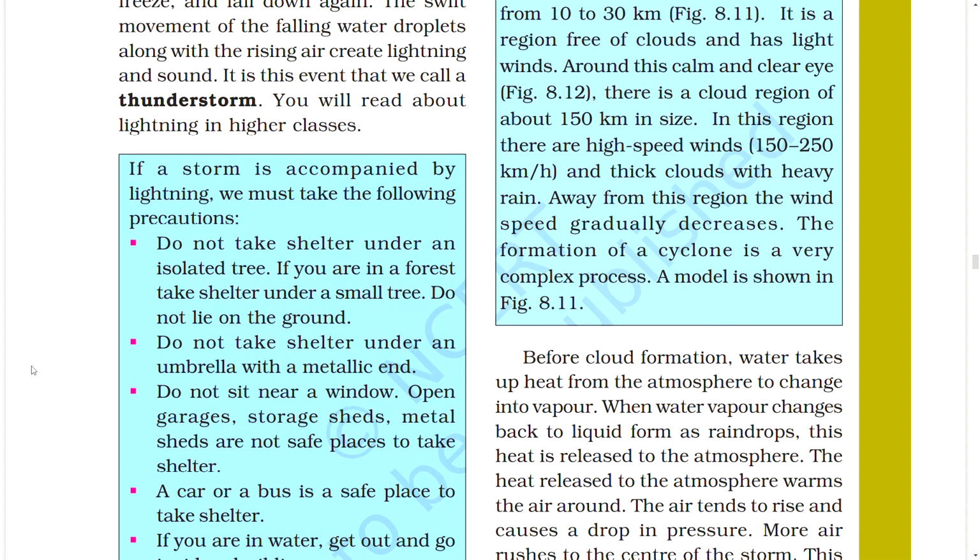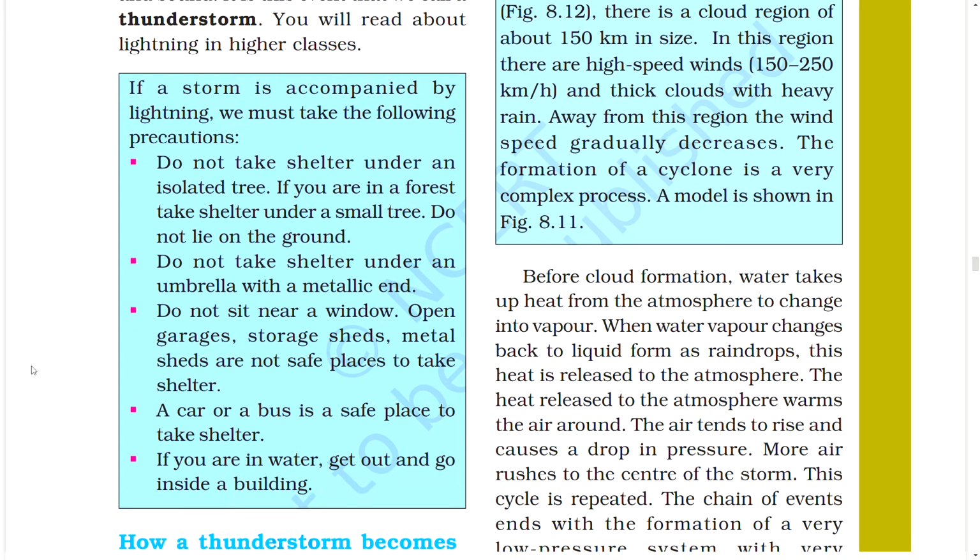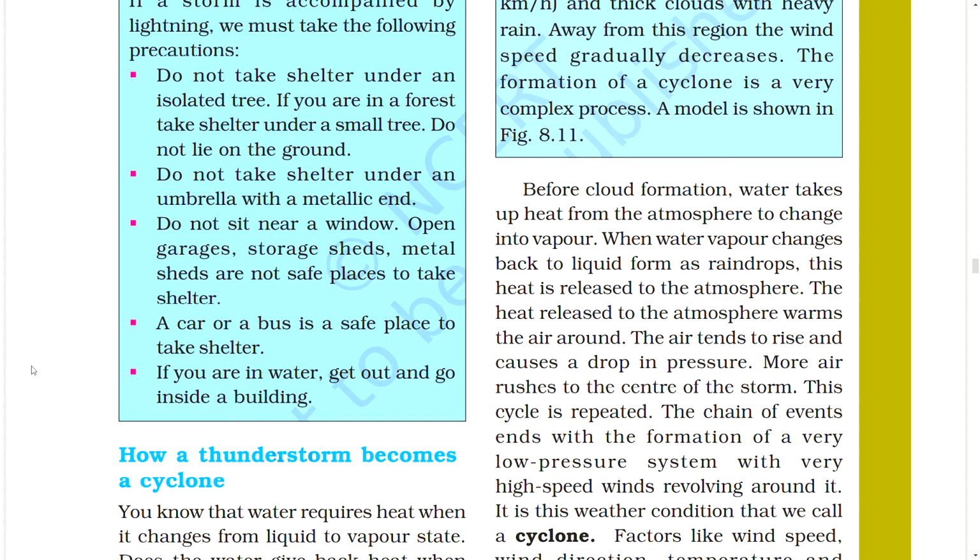If a storm is accompanied by lightning, we must take the following precautions. Do not take shelter under an isolated tree. If you are in a forest, take shelter under a small tree. Do not lie on the ground. Do not take shelter under an umbrella with a metallic end. Do not sit near a window. Open garages, storage sheds, and metal sheds are not safe places to take shelter. A car or a bus is a safe place to take shelter.